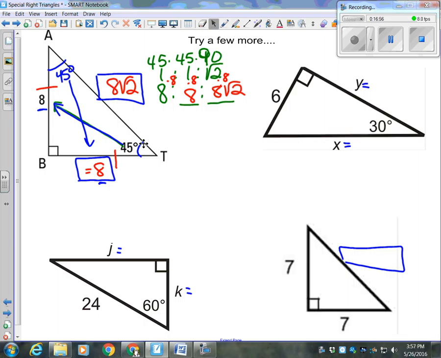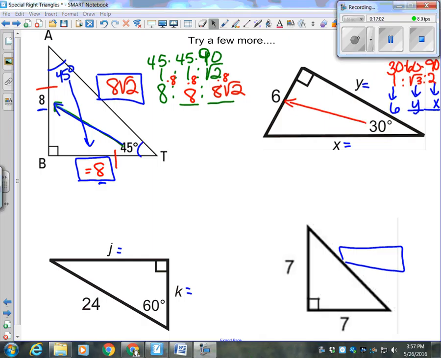We're looking for x and y. I'm going to pause it, or you pause it and see what you come up with. All right, were you able to reason out that 6 is across from the 30, y is across from the 60, and that x is across from the 90? All right, so you should be able to reason that out.